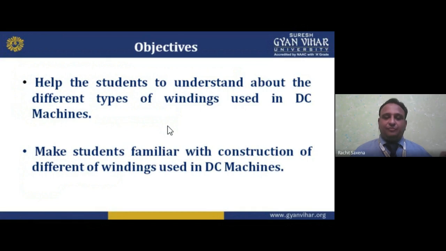Of this lecture means I want to deliver this lecture to you having some objective. So the first objective is this: help the students to understand the different types of windings used in DC machines. We also call it DC windings. We have two types of winding, DC and AC. Though we are talking about the DC machine, in this lecture I'll tell you about the DC machine windings, or DC windings we can say.